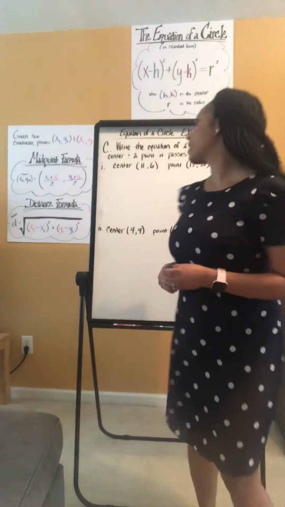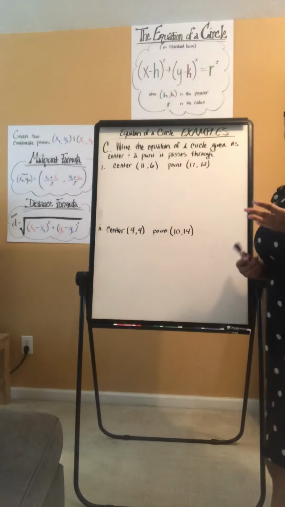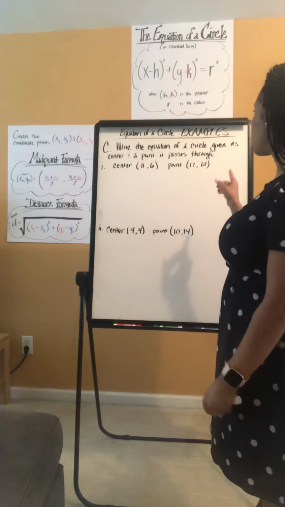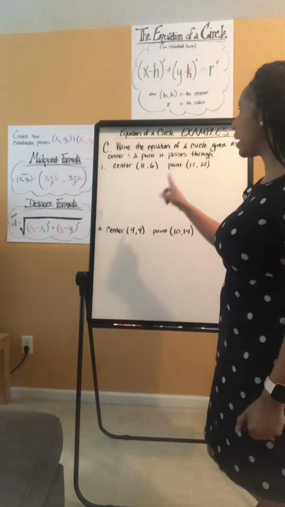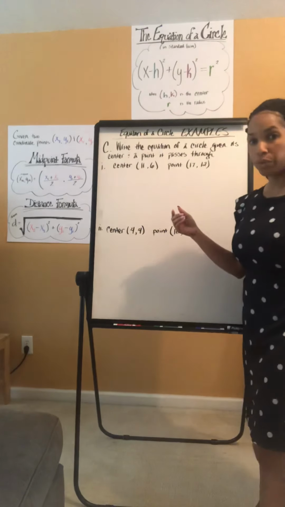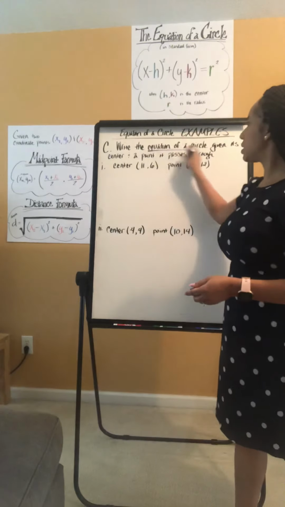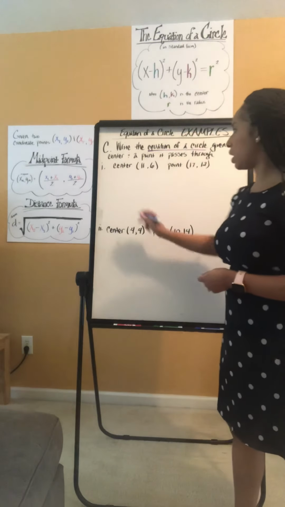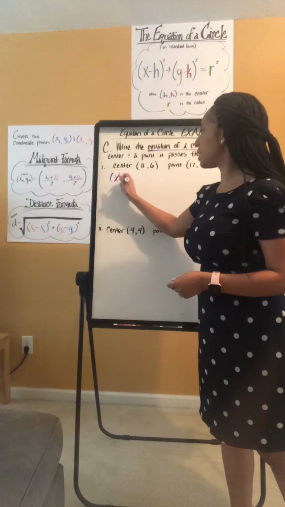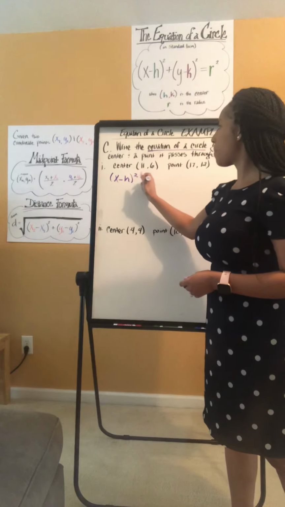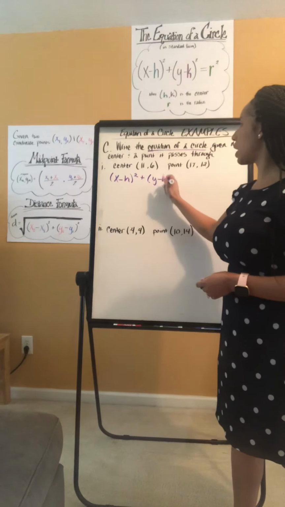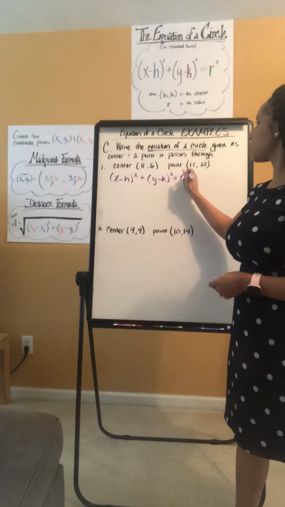Example C. On example C, I want you to write the equation of a circle given its center and a point it passes through. I know that the equation of a circle in standard form is what's up above me here. It's supposed to be (x minus h) squared plus (y minus k) squared equals r squared.